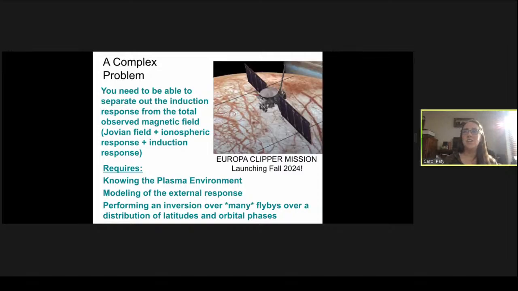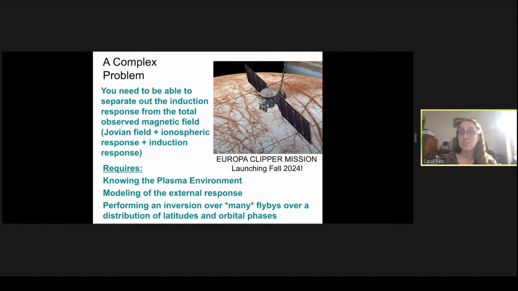To do this, we have the Europa Clipper mission. This is NASA's next big flagship mission, and it is due to launch in fall of 2024. So stay tuned. If you're still in Florida in fall of 2024, it should be a really big, flashy launch because it's going to have to launch on a really, really big rocket, which is always the best kind of rocket to watch launch. This mission has been near and dear to my heart.